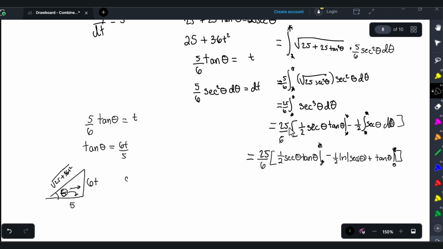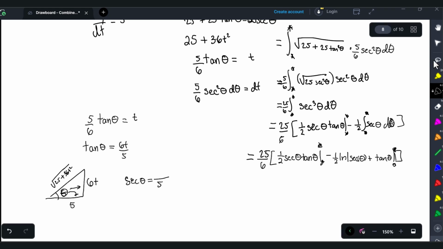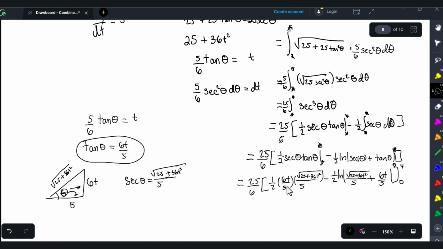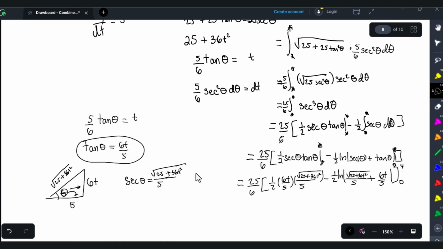Now, if I want to convert secant theta into terms of t, I remember that secant is the hypotenuse over the side adjacent. And I already defined tangent as this ratio over here. We eventually get this particular integral, and now we can substitute in our limits of integration from 0 to 4. Notice I avoided substituting the limits in the form above because I didn't bother figuring out what the angle was for the values of t, 0 or 4.